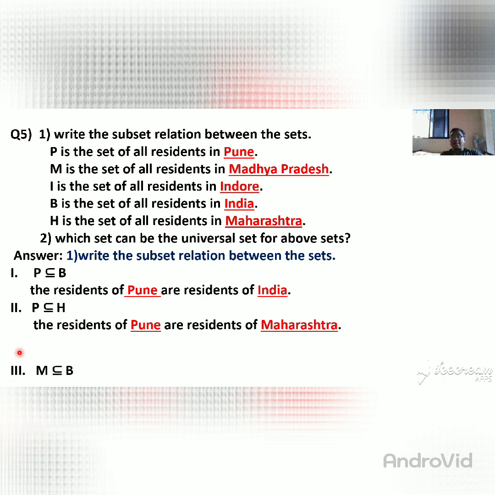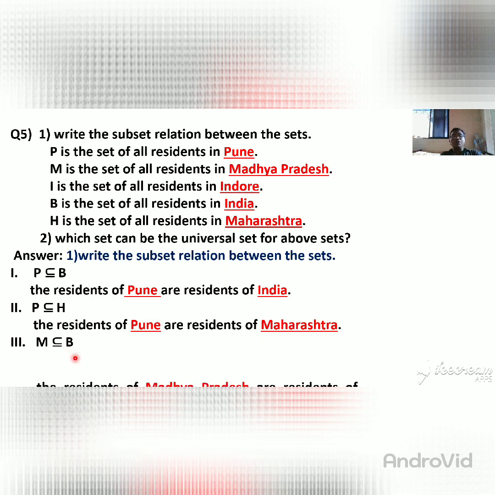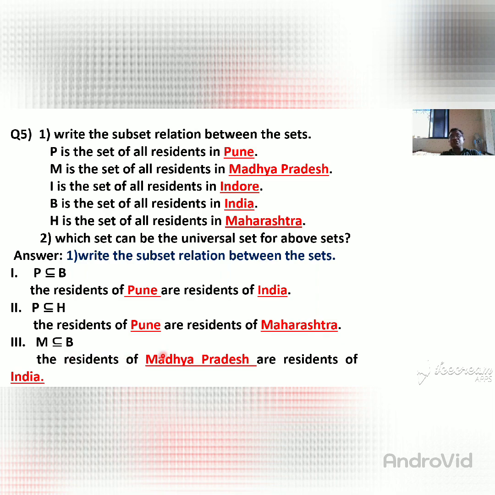Then what will be the other possibility? Another possibility is M is the subset of B. What is M? M is Madhya Pradesh. What is B? B is India. Madhya Pradesh is in India, so M is the subset of B.